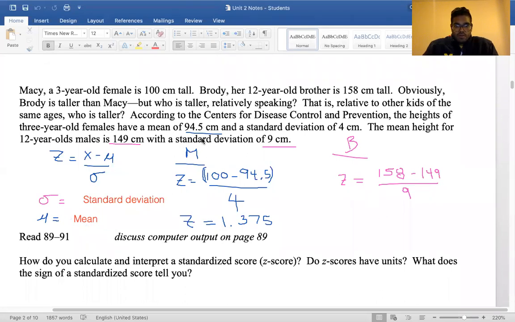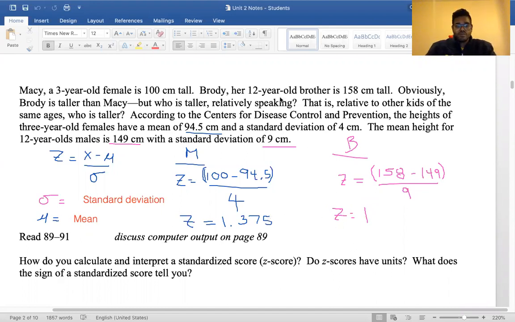So anyway, back to our problem. We're going to simplify this down. So z equals, if you simplify this down, the top part in parentheses is 1. Now what this means is that because Macy had a higher z score than Brody, Macy was actually taller in comparison to the rest of her group.